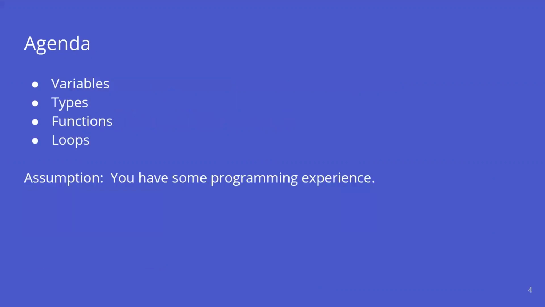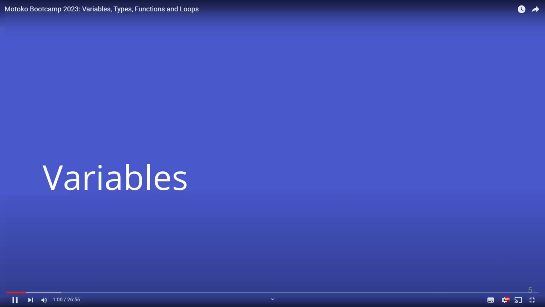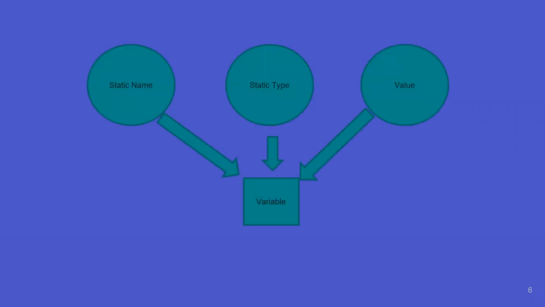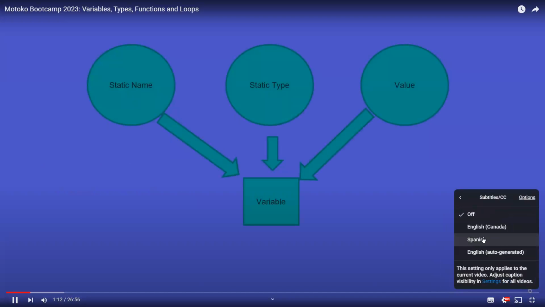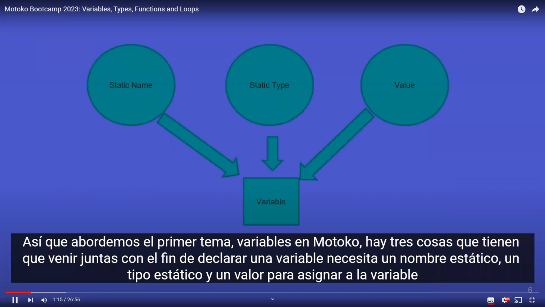So it should be no surprise that the agenda today is to cover off variables, types, functions, and loops. And the assumption is that you have some programming experience, but not necessarily in Motoko. So let's tackle the first subject of variables. In Motoko, there are three things that have to come together in order to declare a variable. You need a static name, a static type, and a value to put into the variable.